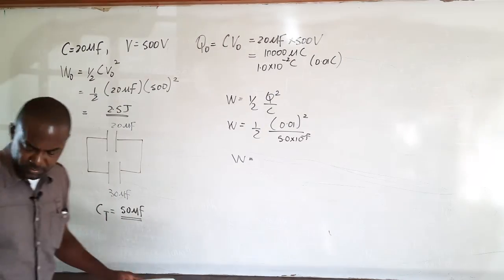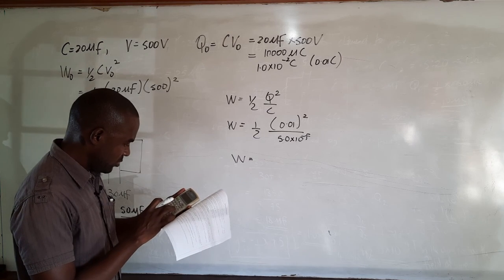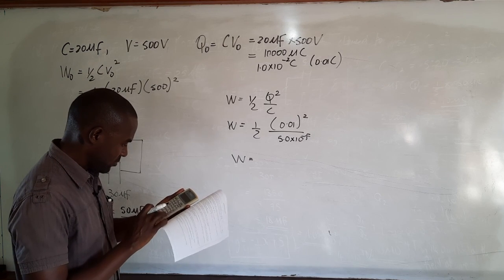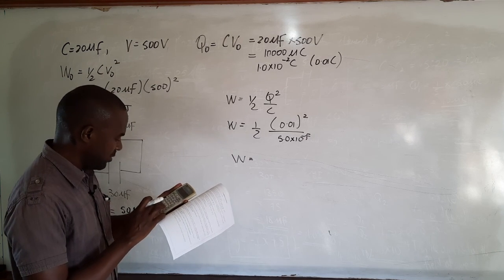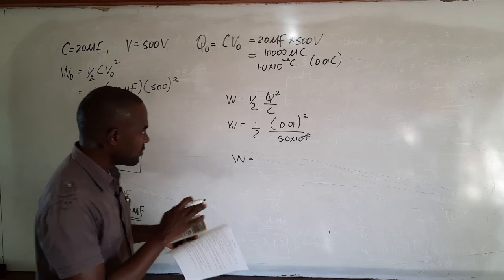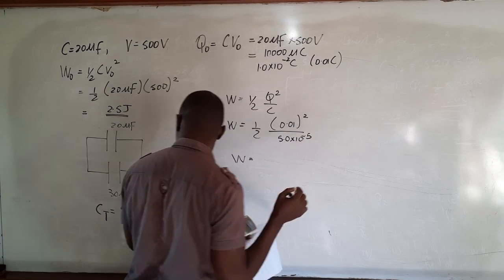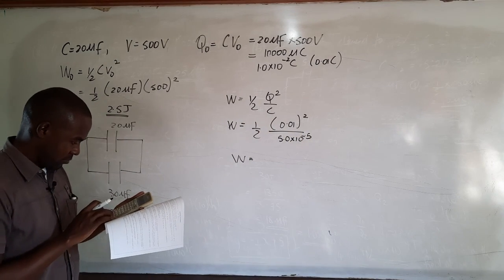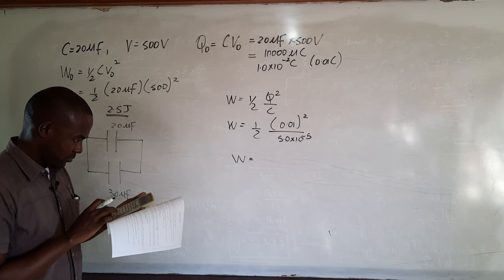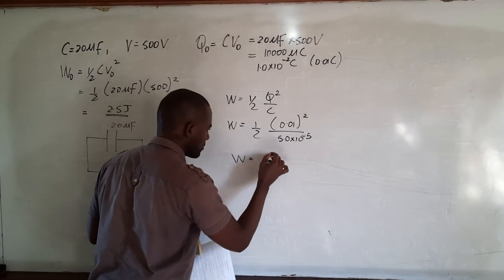Well, let me just check. We have 0.01 squared divided by 5 times 10 to the negative 5, times 0.5, that gives us 1 joule.